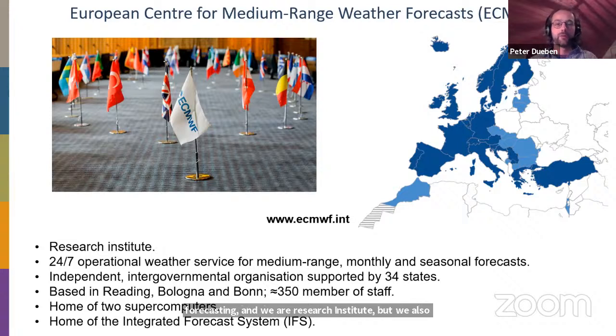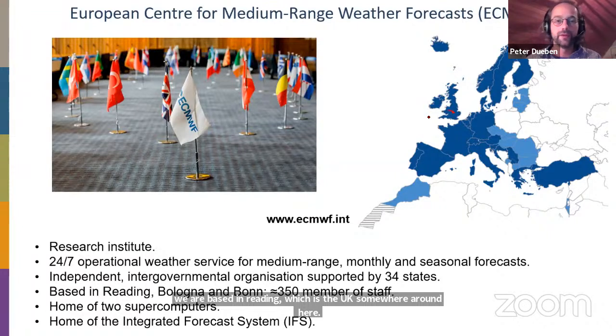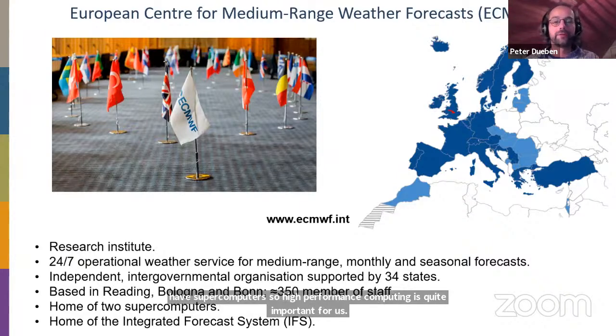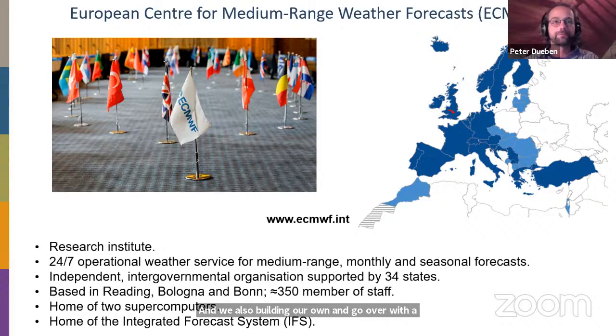We're focusing on global weather predictions, and in particular on what we call the medium range, so a couple of days into the future, but also all the way to monthly or seasonal forecasts. We are based in Reading, in the UK, but now we also have two more sites: one in Bologna in Italy, and the other one is going to be in Bonn. As we do operational weather predictions, we also have supercomputers, so high performance computing is quite important for us. We're also building our own global weather prediction system, which is called the Integrated Forecast System.